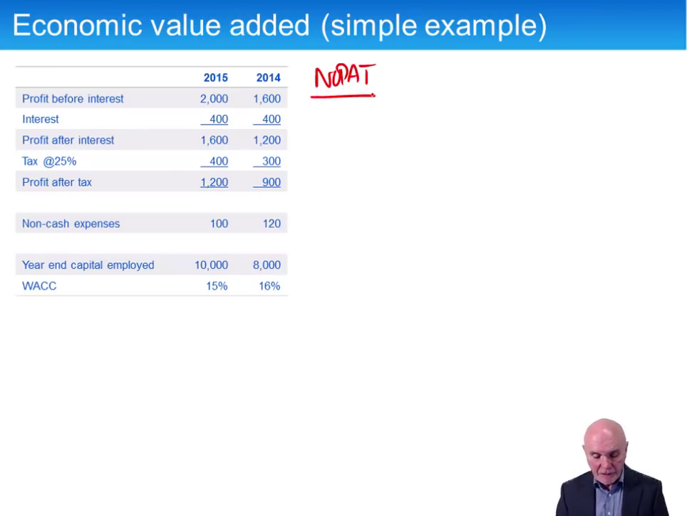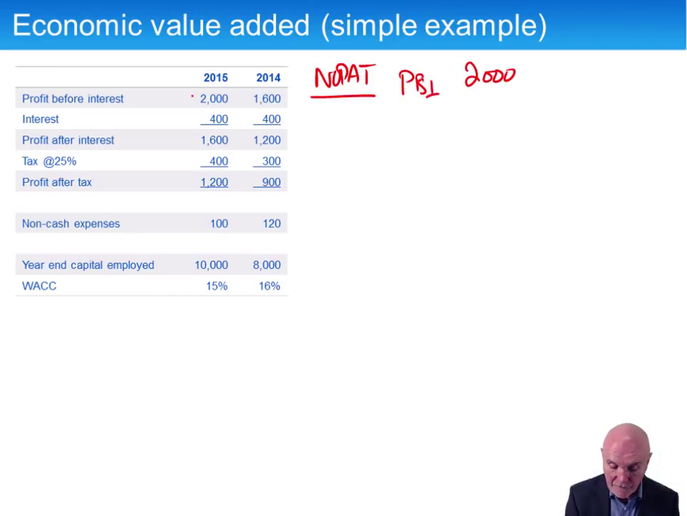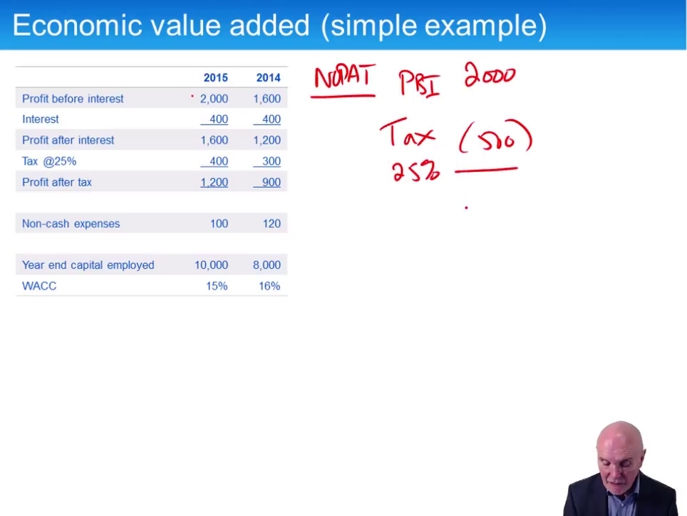The first place we could start is at the profit before interest, and then we could say to ourselves, right, if there isn't any interest to be charged against that, what will the tax be? The net operating profit after the tax on the operating profit. So this is the profit before interest, and if we ignored the interest entirely, and the tax is at 25%, we're going to have 500 deducted from that, we're going to have 1500.